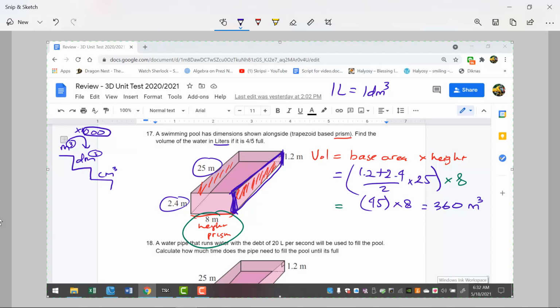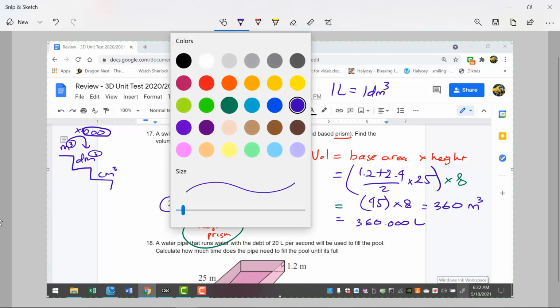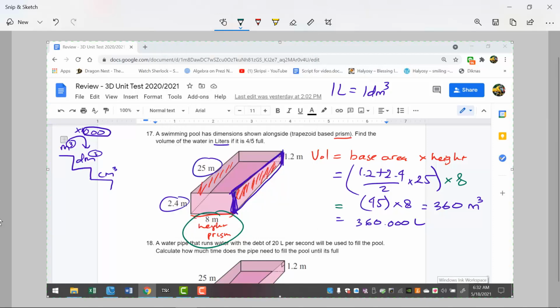Okay, so if I multiply that with 1000, I will get 360,000 liters. So that is the volume of the trapezoid base prism, the whole shape. But remember that you need to pay attention again to read the question very carefully. In here, the question is for you only to fill that with 4 over 5 full.